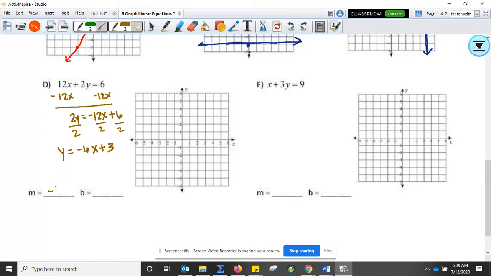So my m is negative 6. My b is 3. So start by graphing your b. And then graph your negative 6. Well, that negative 6 is over 1. So since it's negative, I'm going to go down 1, 2, 3, 4, 5, 6, and over 1. And I can't really go up or down anymore, so I'm just going to connect those two dots. Ooh, that's an ugly one. All right, and that's the graph of that line.